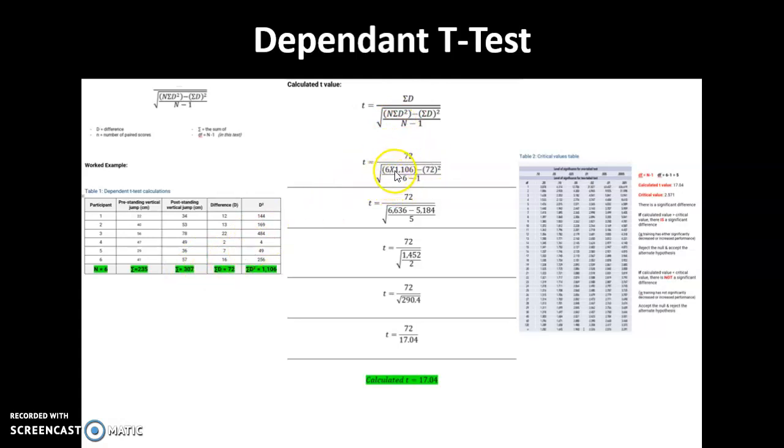And then I do 6 times 1,106 minus 72 squared, over 6 minus 1. That gives me 72 over 6,636 minus 5,184 over 5. That goes 72 over 1,452 over 5. And then I go 72 over 290.4, square root that, and it gives you your calculated t-value of 17.04. I can say that there is a significant difference if I go down the table and work it out.